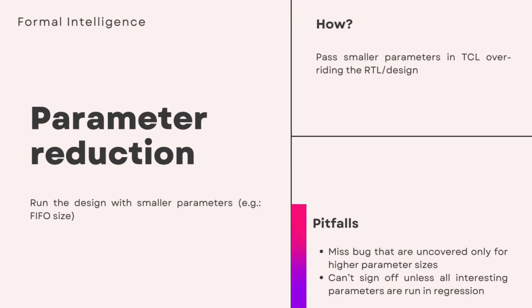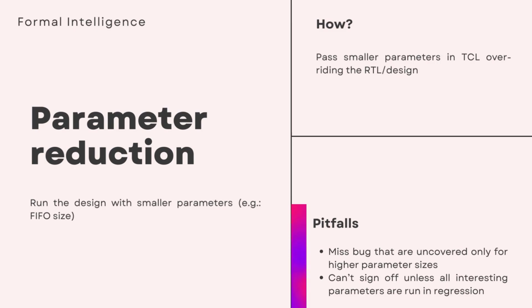There are certain pitfalls which you should be aware of while doing parameter reduction. Let's say there is a FIFO and you're reducing the size from 16 to 4. But if there are some bugs which are uncovered only when the FIFO size is higher than 8, then you'll be missing that bug. So it's important to talk to the designer or understand the design well enough to ensure that the parameter is covering all the interesting scenarios.